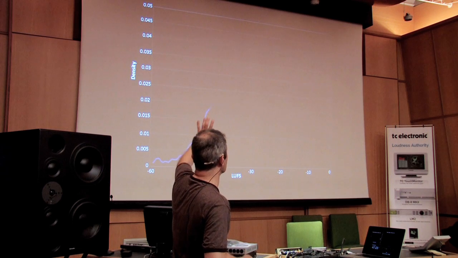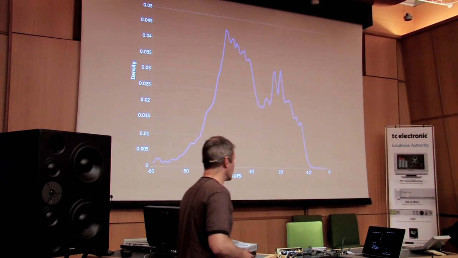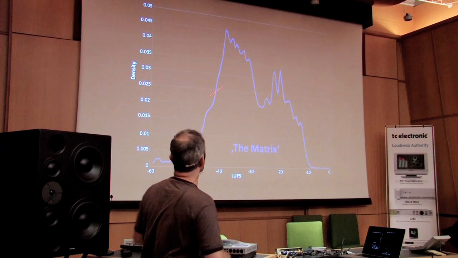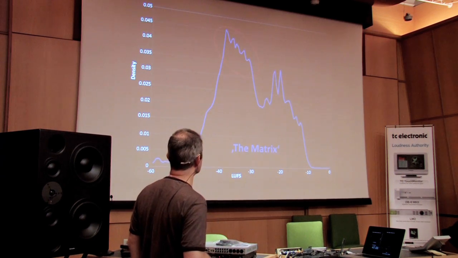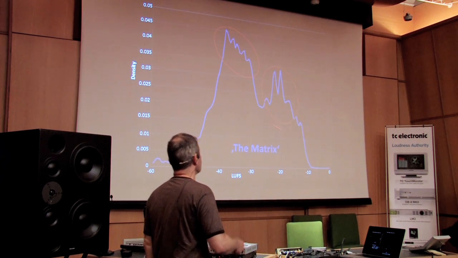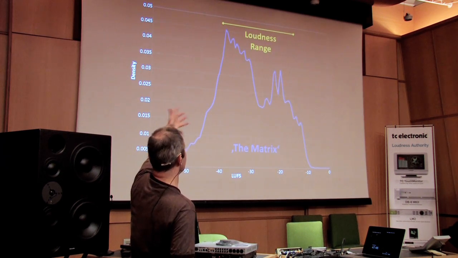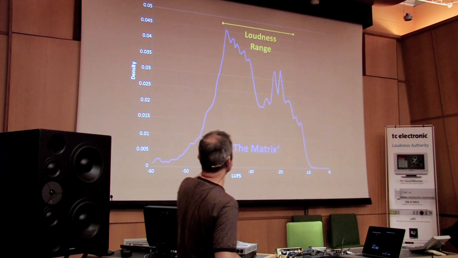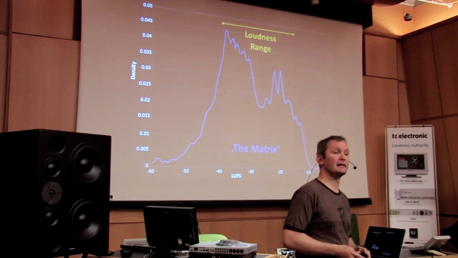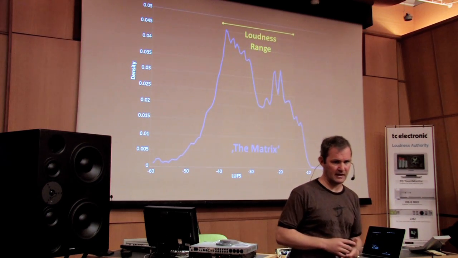So here you've seen that yesterday too, an example of the Matrix, a movie you all know, with two prominent humps here. Here is the statistical density. So here is all the dialogue, here are most of the action scenes, and loudness range now anticipates the distance between the average soft and the average loud parts of a signal. So loudness range in the Matrix would be that kind of region and area, and for the Matrix it's 25, and we measure it in LU. So 25 LU is, for instance, the loudness range for that.